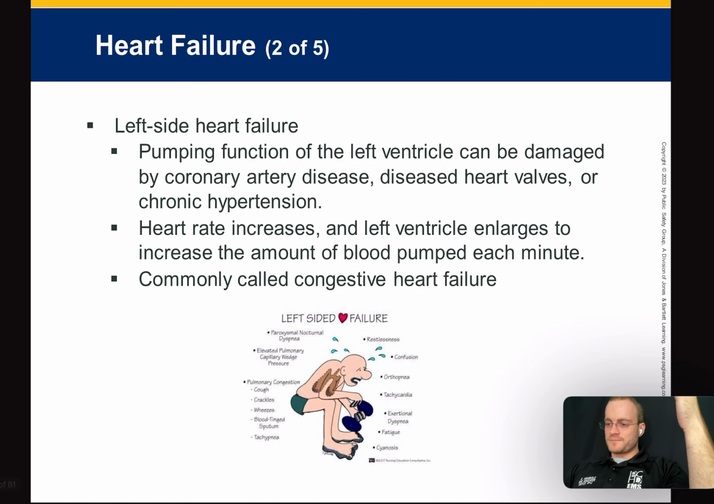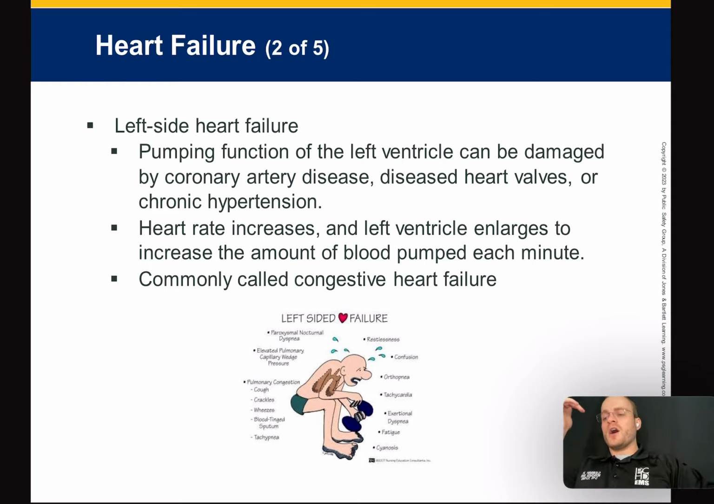Now, heart failure. Let me say this. Typically, almost always, when we see patients in the pre-hospital environment, they have something called congestive heart failure, meaning both sides of the heart are now jacked up. Okay? That's very common. Like we see that a lot.